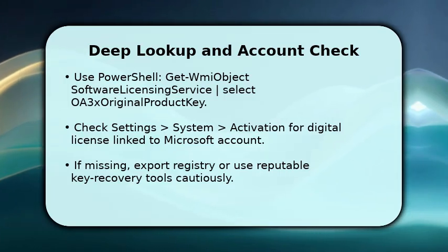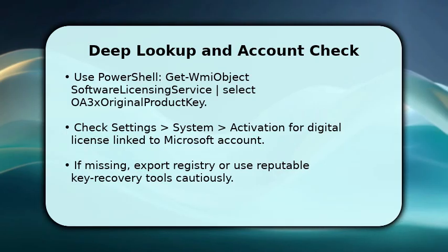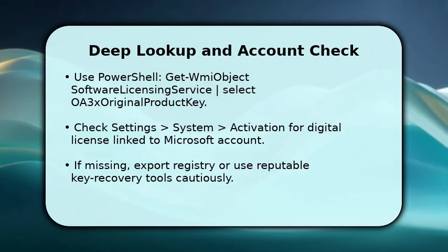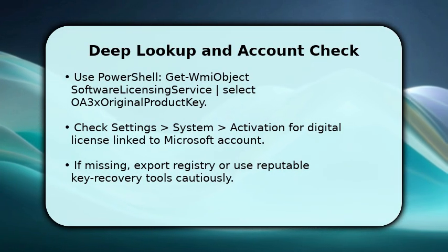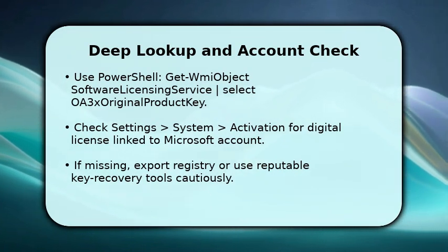Next, open Settings, go to System, then Activation to confirm whether Windows is activated with a digital license tied to your Microsoft account. This is why many modern PCs lack a printable key.